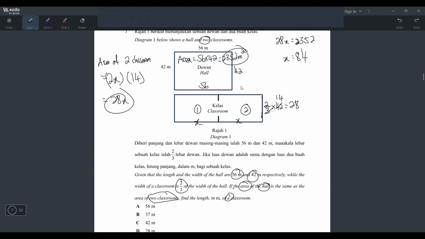Because x is actually, wait, did I press correctly? Divide 2352, x is 84. So this one is 84 meter, right? But why no answer? Where did I do wrong here? 2 times 14, 28x. What is 56 times 42? 56 times 42 is 2352, right? So divide by 28, I should get 84. Okay, where did I make a mistake here?